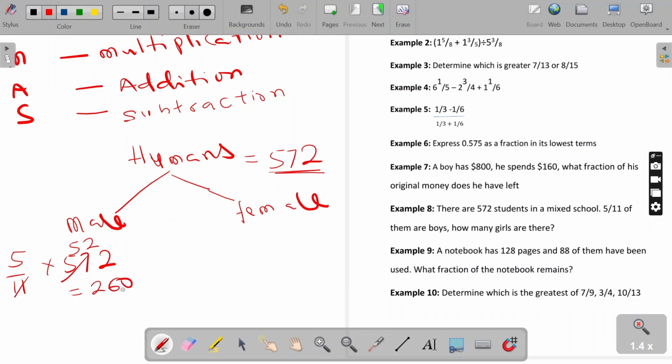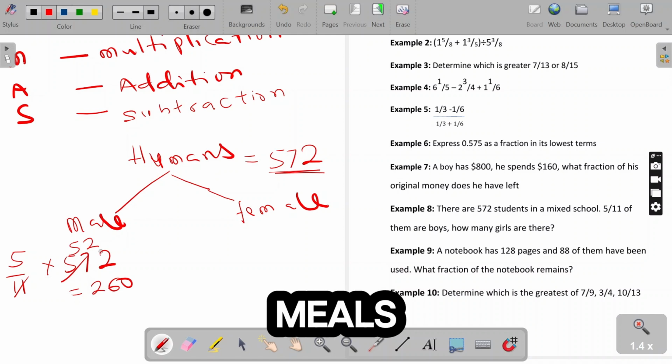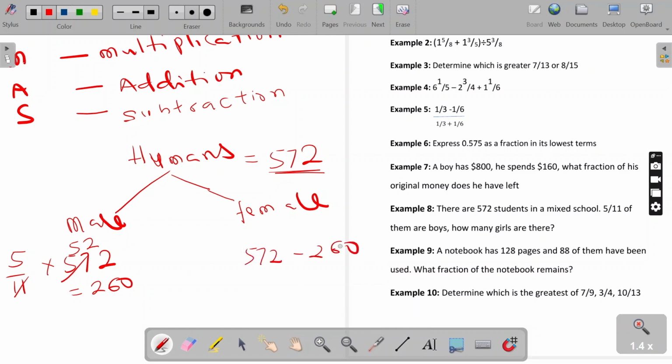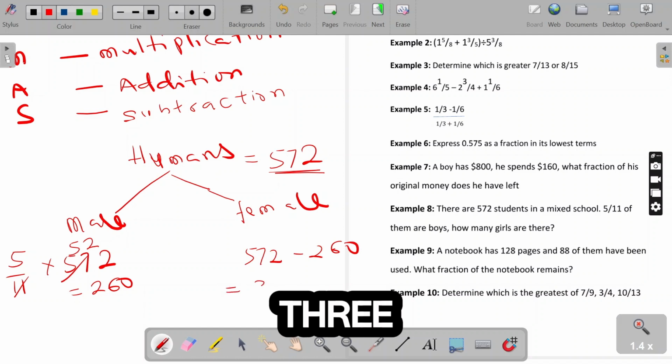So if I have 260 males in a school that has 572 students, that means females will be 572 minus 260. And that will be 312. So I have 312 girls or females in that school. How many girls are there? That's the question. So we have 312.